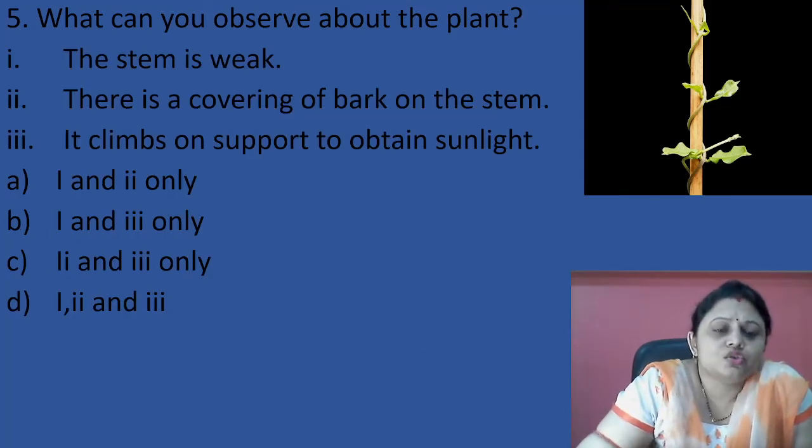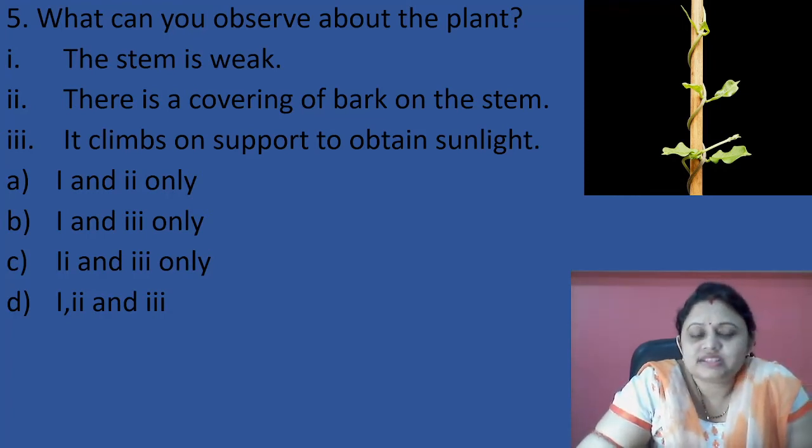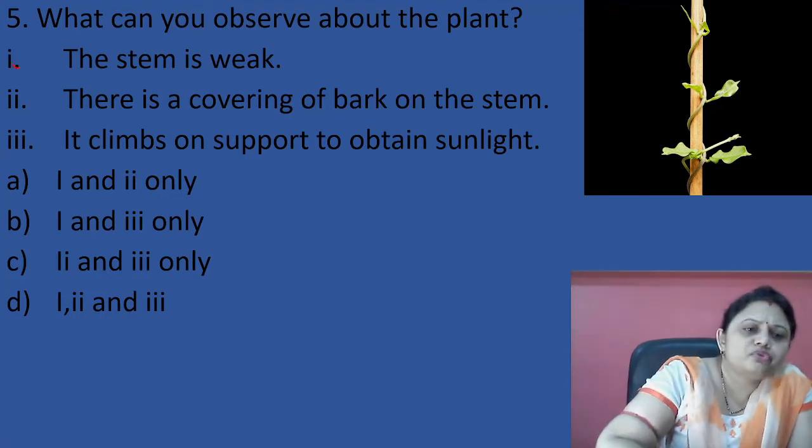Next, what can you observe about the plant? The stem is weak. There is a covering of bark on the stem. It climbs on support to obtain sunlight. So here you can see there is a climber. It needs the support of a stick-like structure. That means the stems are weak, of course. So option 1 is correct.